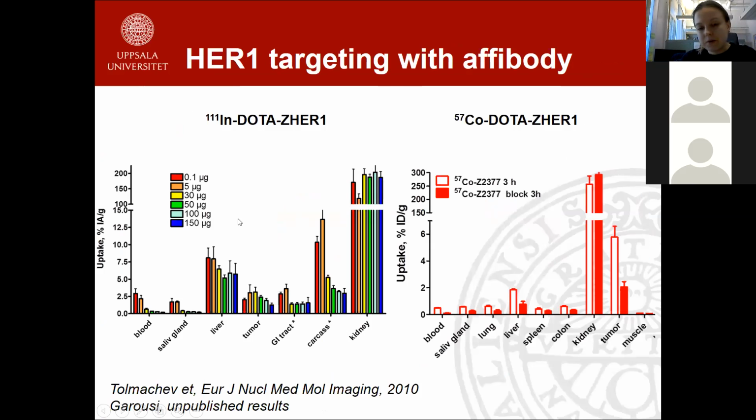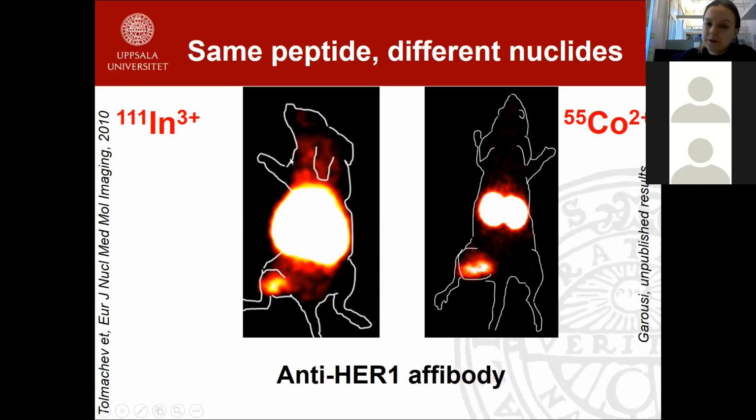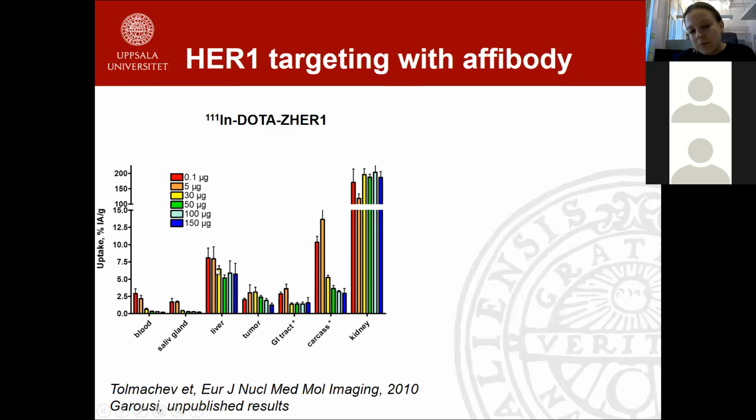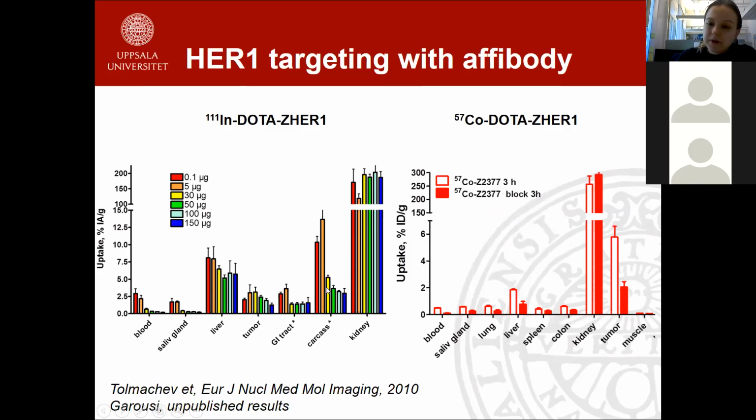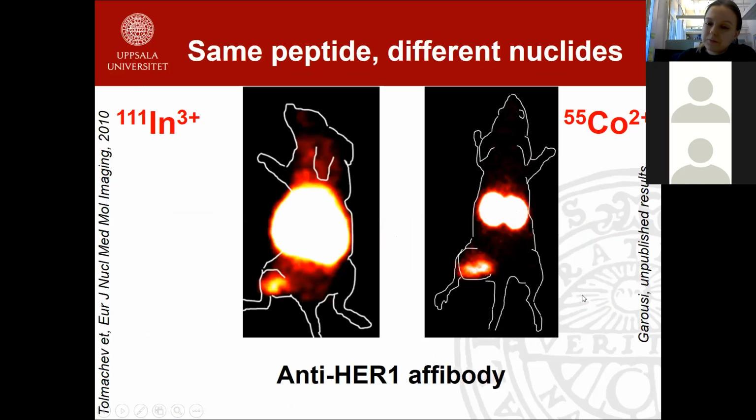And if we look at the so-called biodistribution graph, which describes signal in different organs with different doses, we can really see that with indium, which was on the left side, we see a huge bulb in the center. So the uptake activity in normal organs is quite high in liver, high in GI tract, high in carcass. But when it comes to cobalt, the activity is much, much less in normal organs.